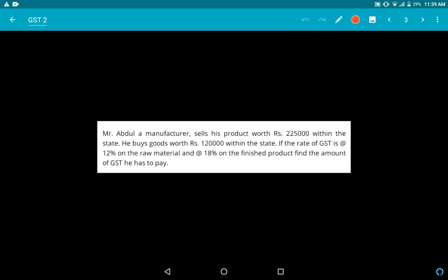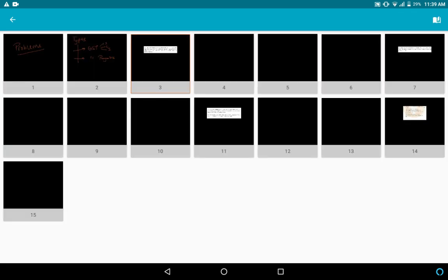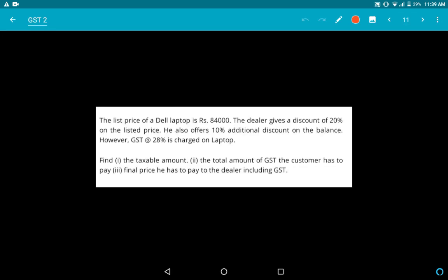Mr. Abdul, a manufacturer, sells his product worth of this. No, let's not do this question first. We'll do this question first. List price of this is this. Dealer gives discount of 10% on list price. He also offers a 10% additional discount on the balance. However, 28% GST is charged on the laptop.